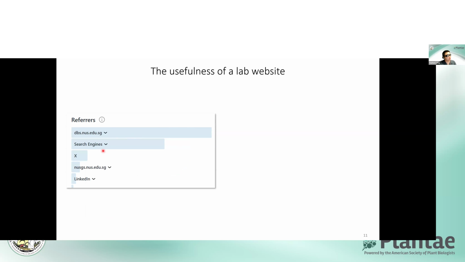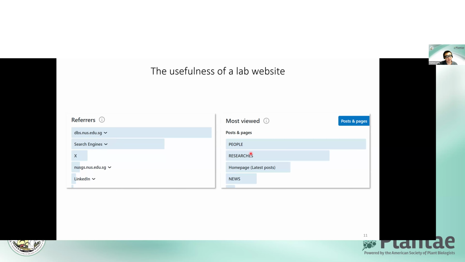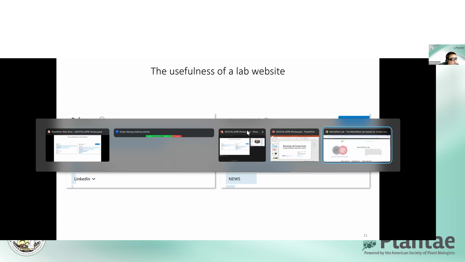I can also see here the other sources of the clicks that go into the website. But I think more importantly is why people come here. What did they actually view? And quite interestingly, you can see most people came here to check who is in the lab. It's on the people's page. So I just want to quickly show you how it looks.